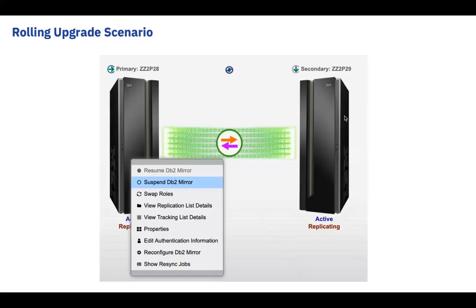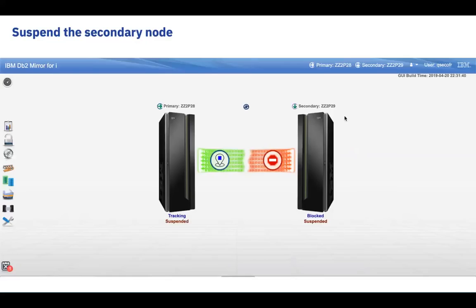The first thing we're going to do is install maintenance, install PTFs, on the secondary node. So we're going to suspend mirroring. What is suspending mirroring? I'm showing a picture of the GUI, and we're going to suspend here. It's going to look like this.